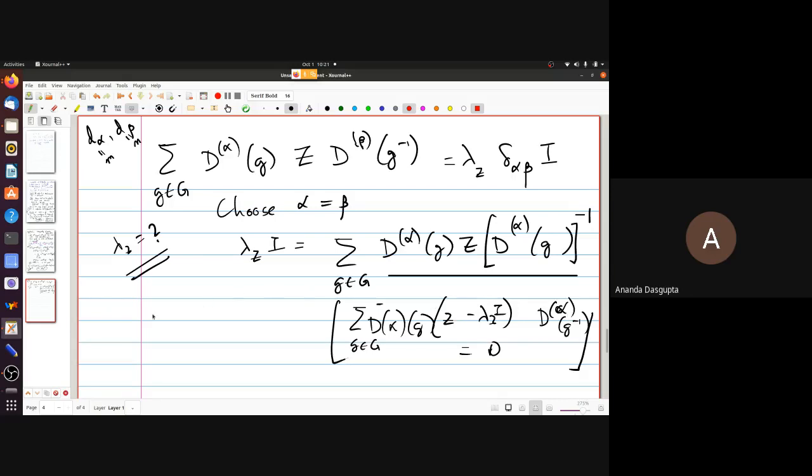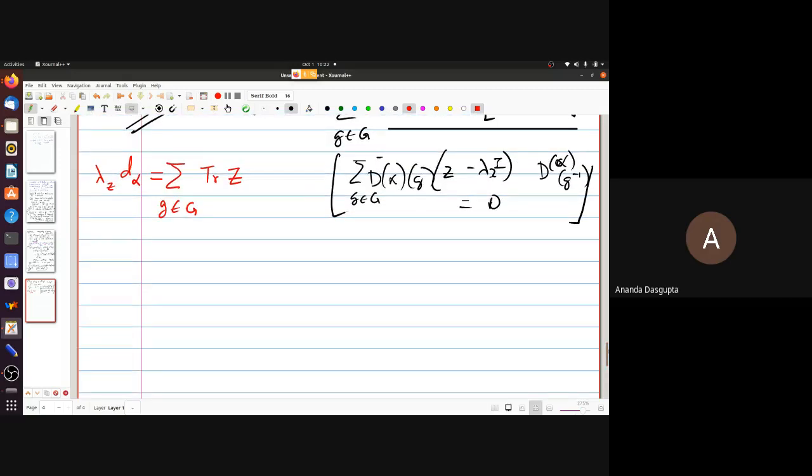So you take traces of both sides. What you get on the right is the sum over all g belonging to capital G of the trace of all of these. But what is the trace of any one of these? It's just the trace of Z. And what do you get on the left-hand side? Lambda Z, or do you get something else? Dimension of the representation. Yeah, you get lambda Z times d alpha.